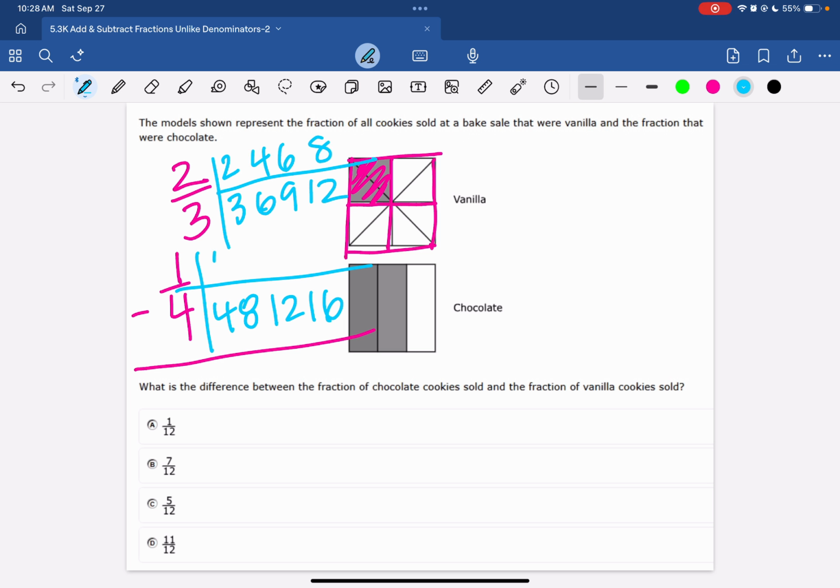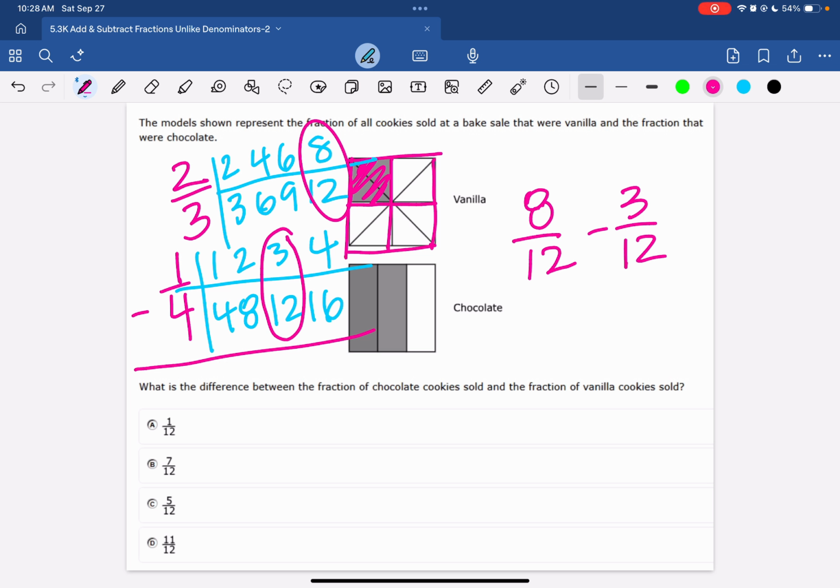And then this one is 1. If you notice, my lowest common denominator, or my smallest group total, is out of 12. So it's 8 twelfths minus 3 twelfths, which will end up with 5 twelfths, is C.